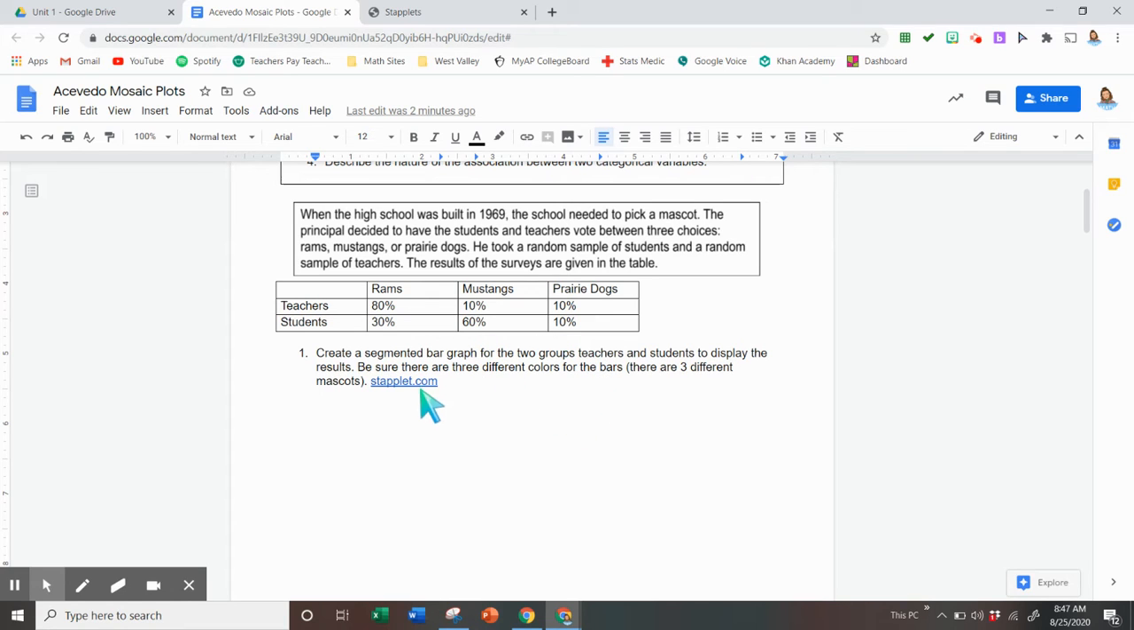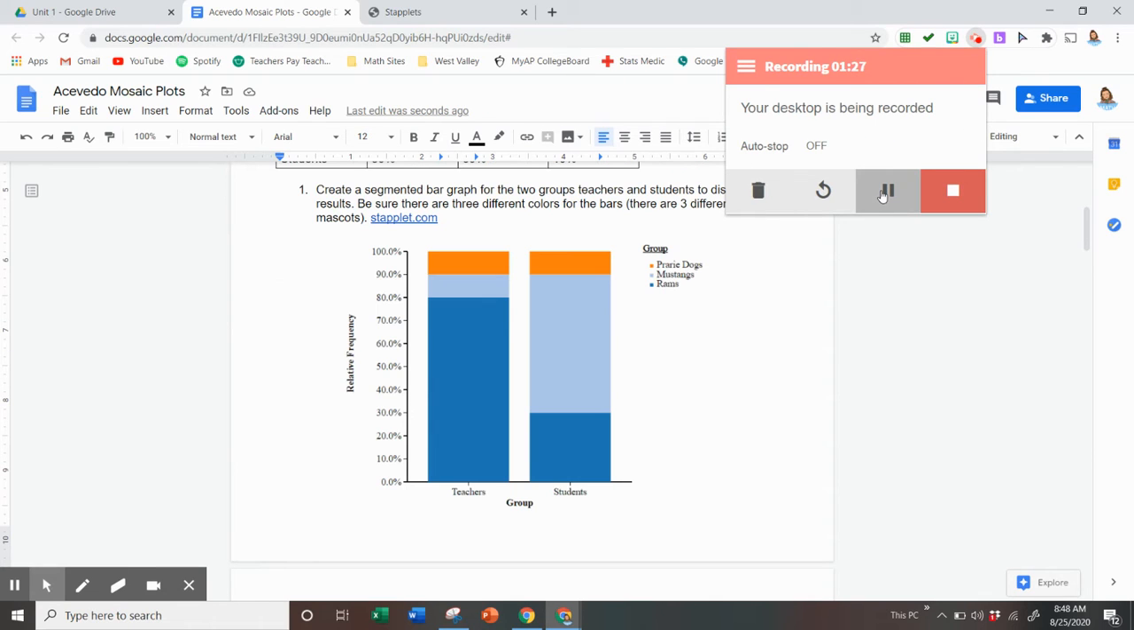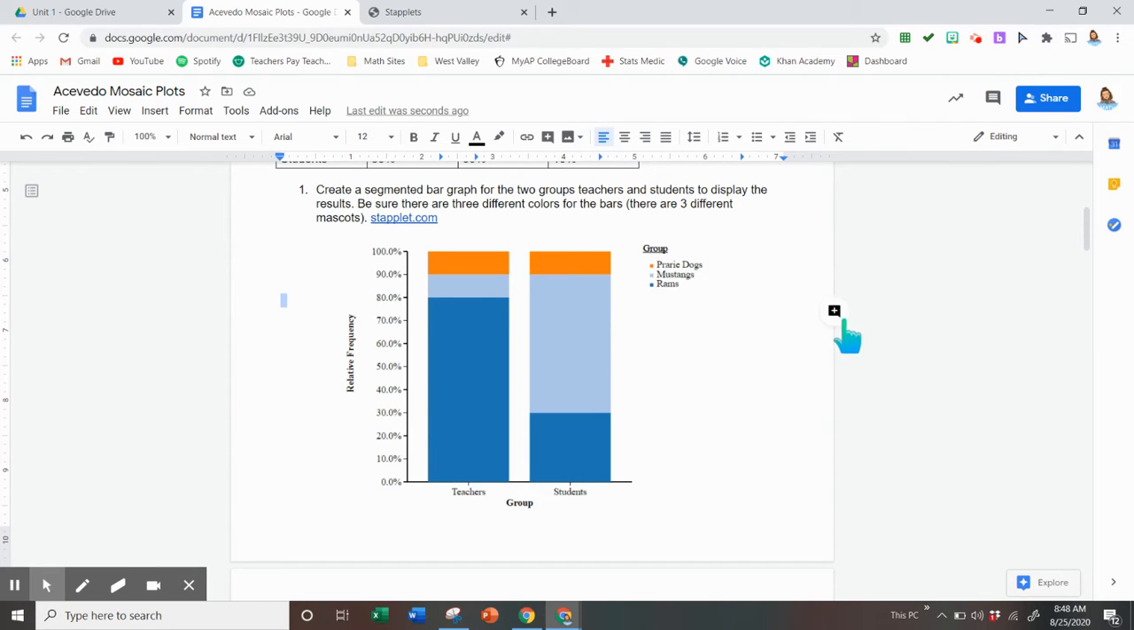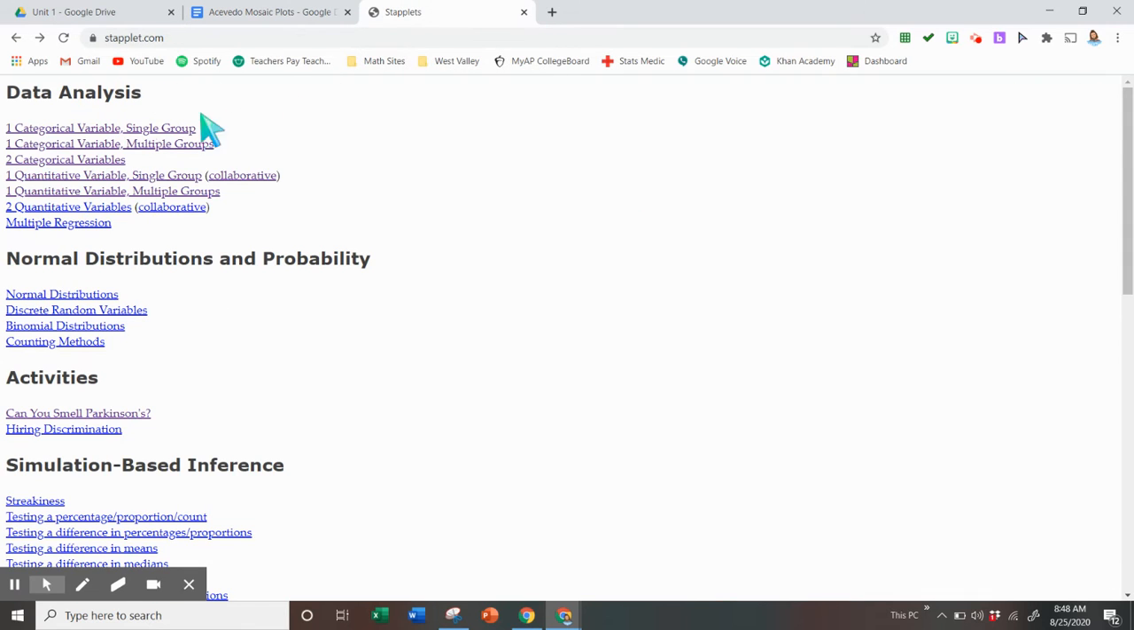Now go ahead and go to statlet.com and create a segmented bar graph for the 2 groups of teachers and students. All right. Now that we have our segmented bar graph with our 2 groups of teachers and students and our 3 groups of mascots, if you were having trouble in Statlet, we use the one categorical variable in multiple groups.